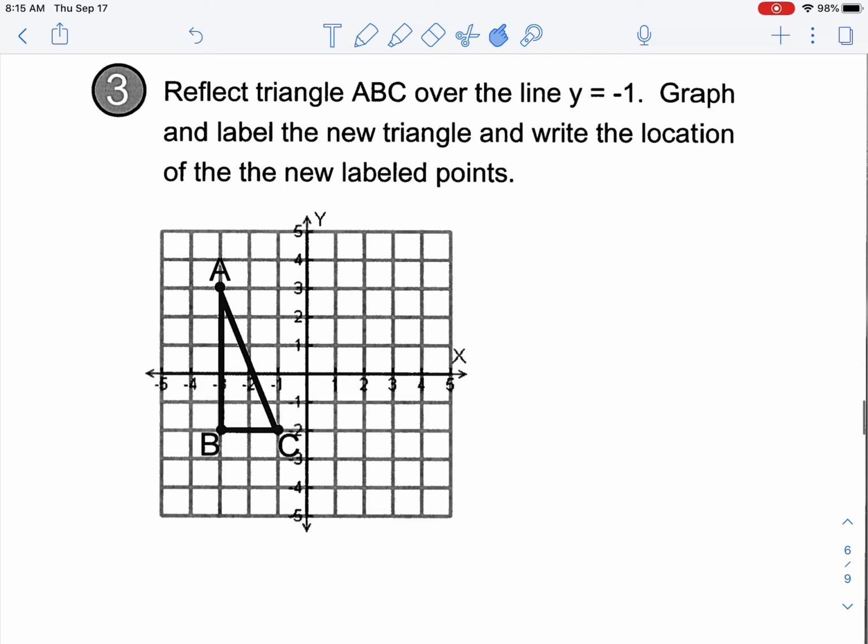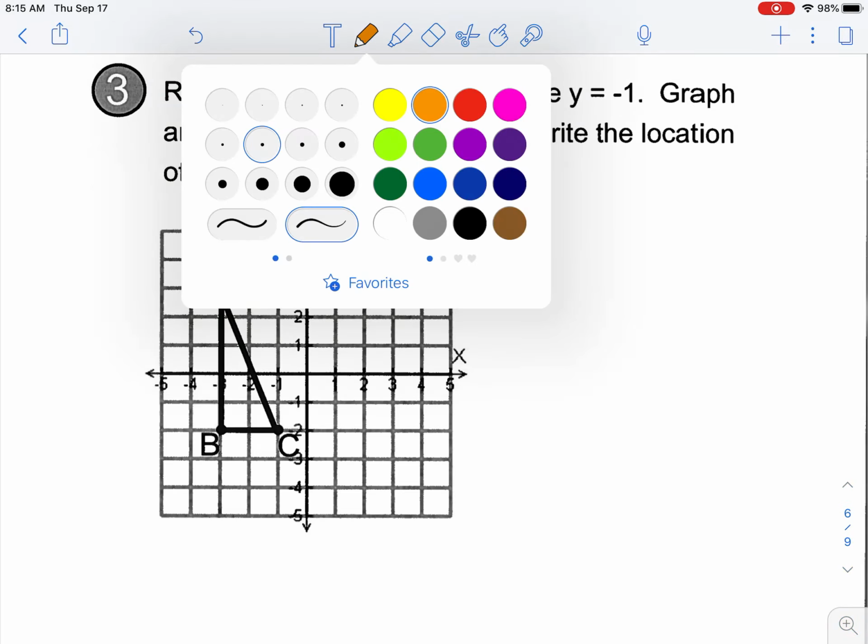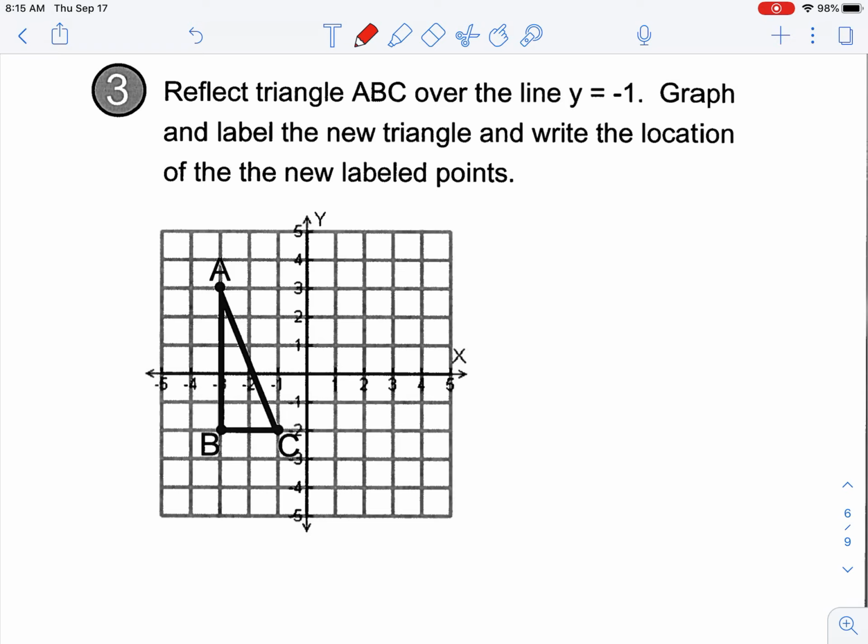All right, let's keep going. Now, occasionally our reflection line might go through the picture. If it goes through the picture, we're going to have to look at how we flip it. Reflect triangle ABC over y equals negative 1. Remember, y equals negative 1 is a horizontal line through the point negative 1 on the y-axis.